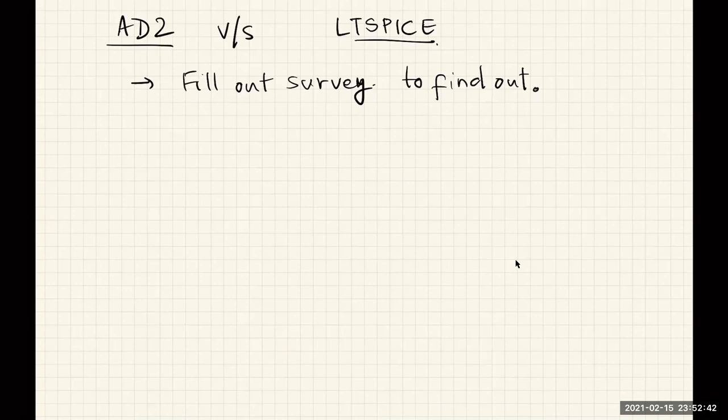But to determine whether or not you are eligible to take the LT Spice version of the exam, you'll have to fill out a survey. Actually, everyone in the course should fill out the survey that will tell you if you must use the 82 version of the exam, or if you have the choice to do the LT Spice version.